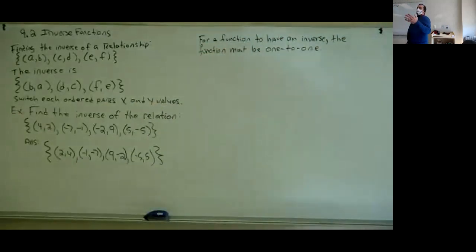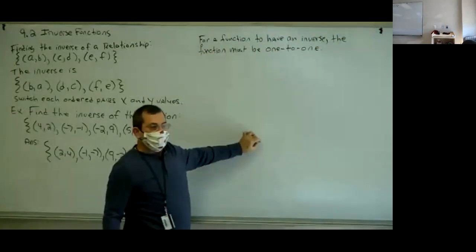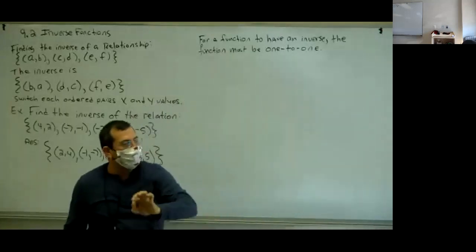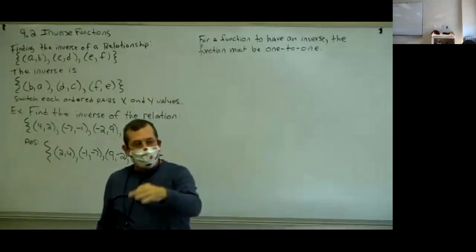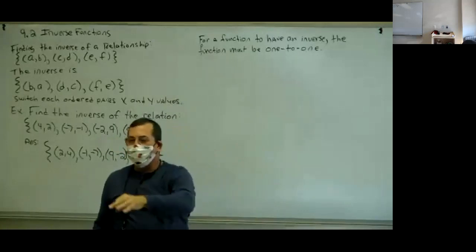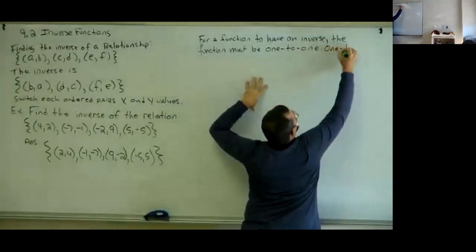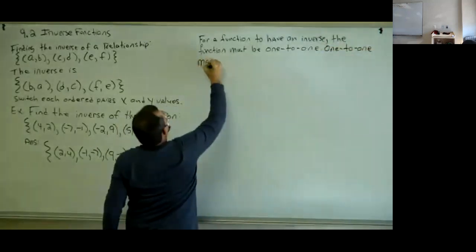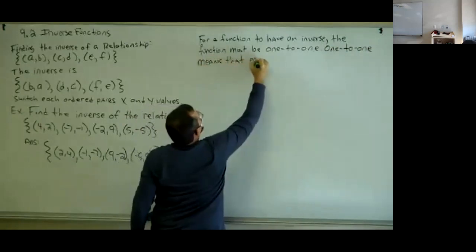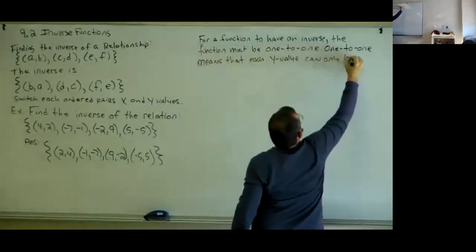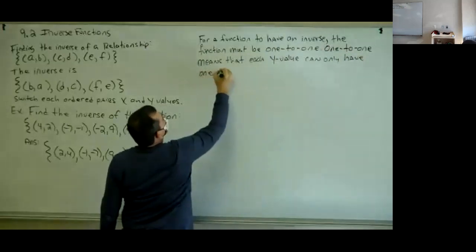Now, we were able to tell if they were a function by doing a vertical line test. We run a vertical line left to right, and if it hit it more than once, it wasn't a function, which meant to be a function, each x value only had one y value. Well, to be 1-to-1, that means that every y value can only have one x value. So for the function, x's can only have one y value; 1-to-1, y's can only have one x value. So 1-to-1 means that each y value can only have one x value.